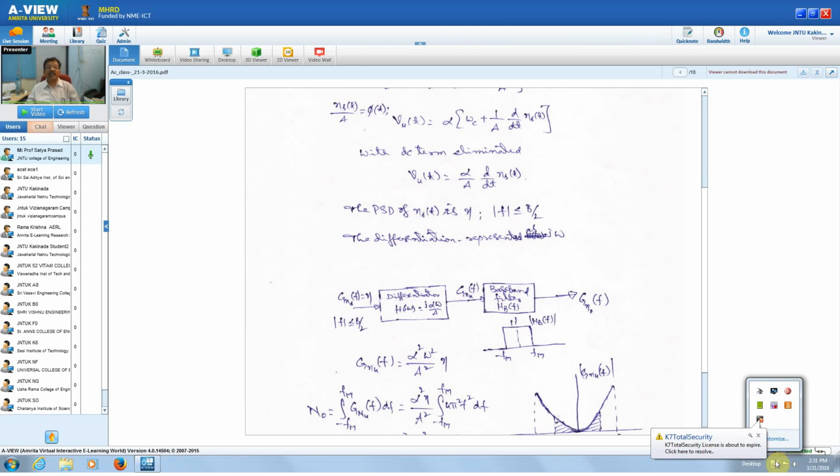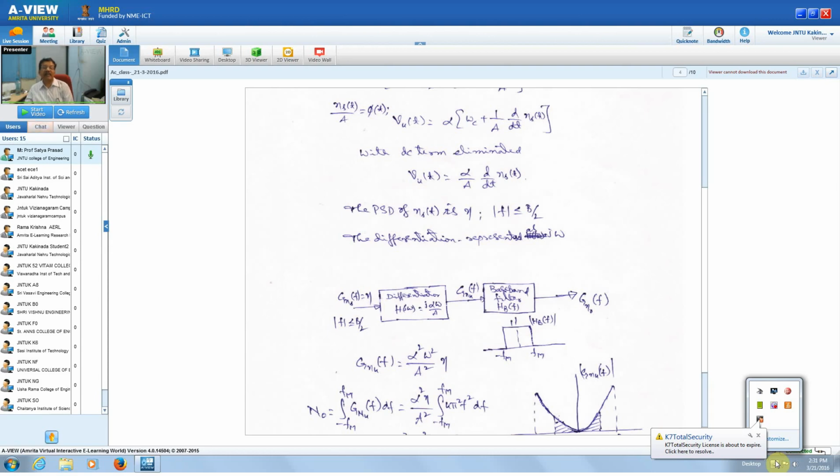So when you substitute this and integrate it, we have alpha square eta by A square into the integral, and this omega square is written as 2 pi f whole square, so that 4 pi square f square df. Therefore, with this integration, because this is minus fm to fm and this is an even function, 2 into 0 to fm, 4 pi square f square df will come as fm cube by 3. Therefore, the total noise power will come as 8 pi square by 3 alpha square eta by A square into fm cube.